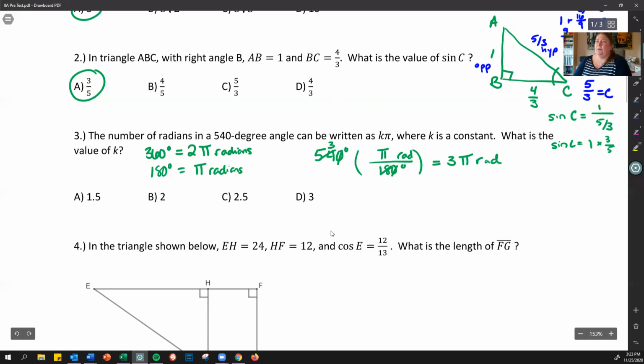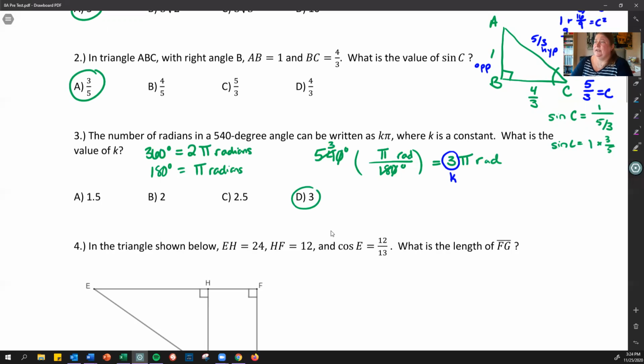Okay, so let's read the question one more time to see what we're looking for as our final answer. 540 degrees can be written as k pi radians, where k is a constant. Well, I found out that 540 degrees can be written as 3 pi radians. So the value of k must be this right there. The 3 and the k are the same thing. My answer is going to be 3.